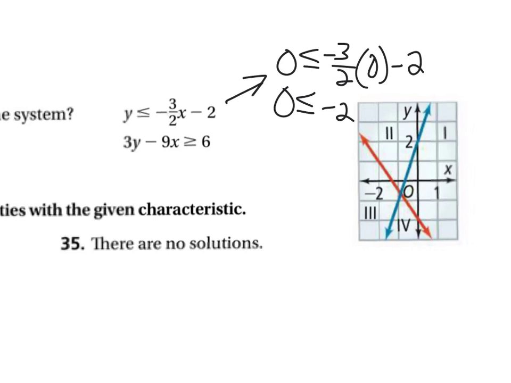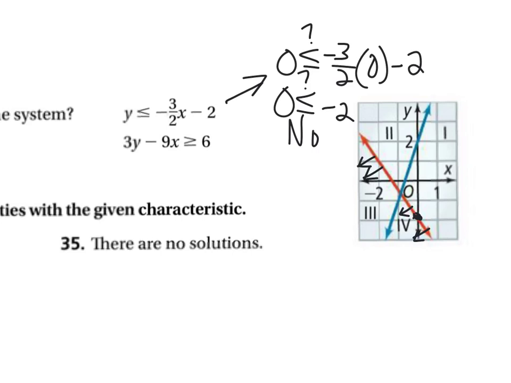0, 0, that'd be 0 is less than -2. That's not true. This would be the red line, because you can see our y-intercept is -2 and slope is negative. So 0, 0 didn't work. That's above the line, means we need to shade below the line. So we're either looking at the third or fourth section here, section 3 or section 4.